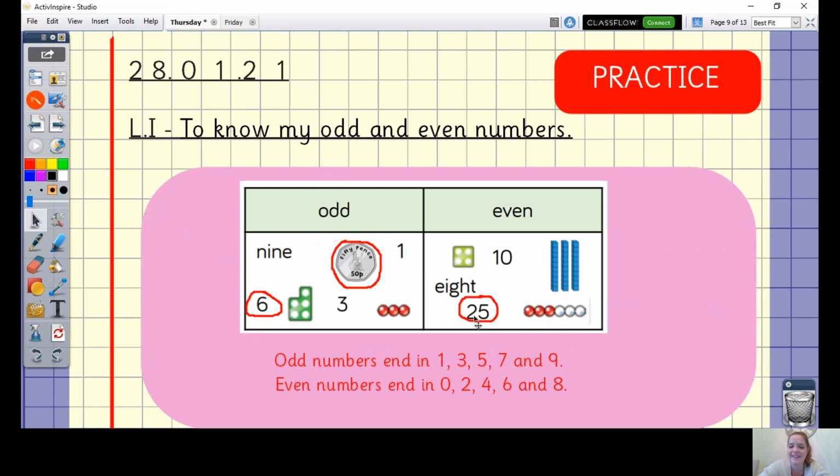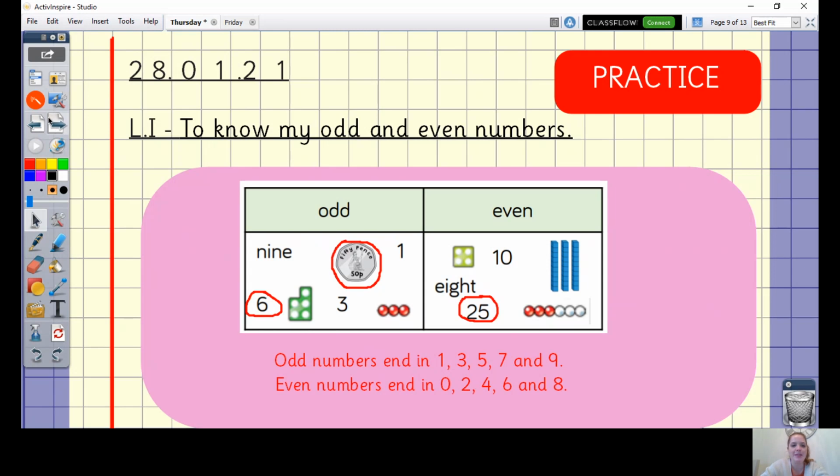Because remember, odd numbers end in 1, 3, 5, 7, and 9. And this number ends in 5. Well done if you were able to spot those mistakes in the table too. Okay, and as we remember our pattern here, odd numbers end in 1, 3, 5, 7, and 9. And even numbers end in 0, 2, 4, 6, and 8.